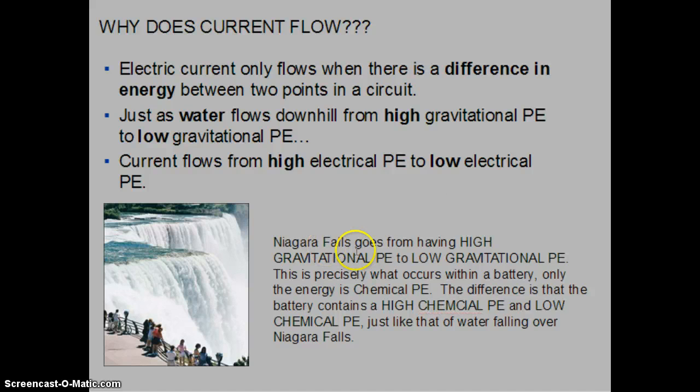If I consider Niagara Falls, gravitational potential energy to low potential energy, at the top it has high potential energy, at the bottom it has low potential energy. So essentially, we've got an analogy that's similar to what's taking place within a battery.